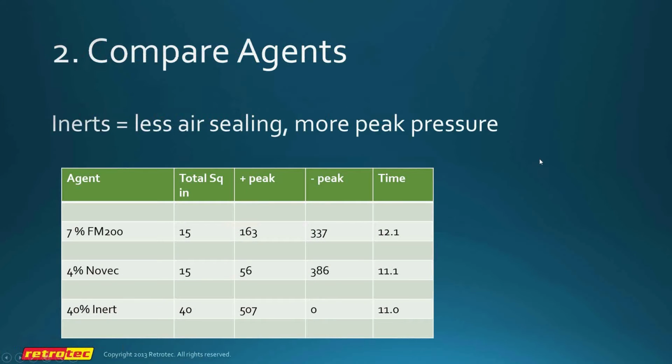So next thing is to compare agents. In this case, the inerts require less air sealing. Notice this example we used before. We've got 15 square inches on both of the halocarbons, which means that the enclosures are 2.5 times tighter. It does cost money to tighten up these enclosures, and it takes time. So that would be one of the things that you might consider in your design.